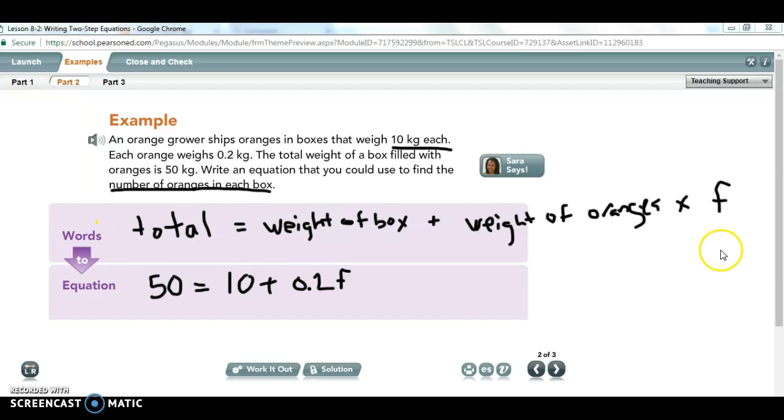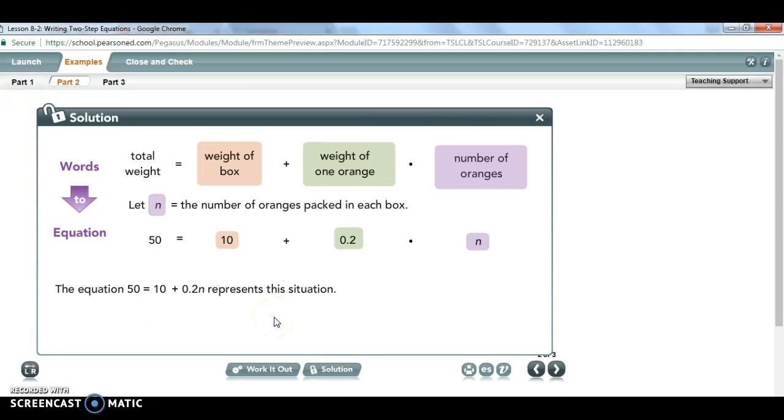You could have done just words first and then the equation, but I was just doing both along the way. If what I was saying was confusing to you, maybe reading this solution would be helpful. So you can pause the video. This is exactly what I just explained.